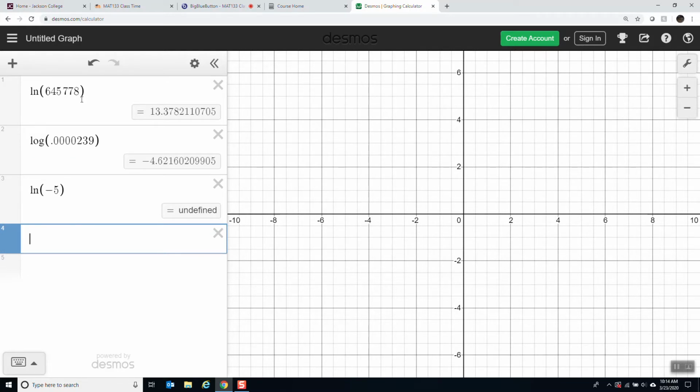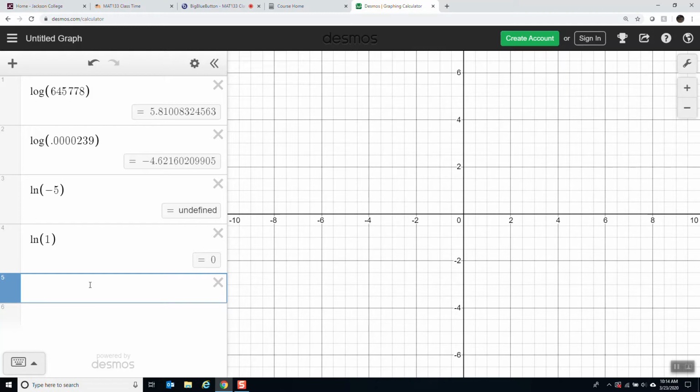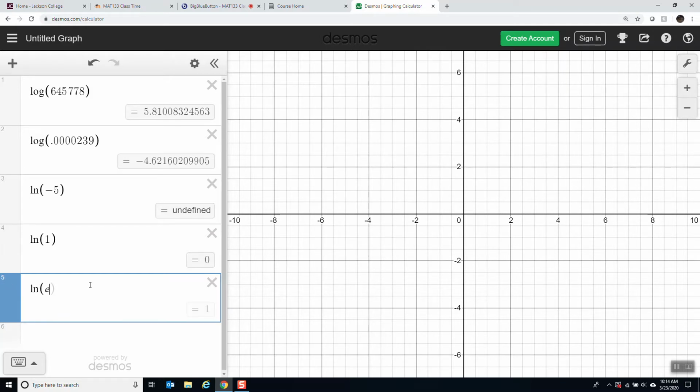Okay, so we're doing now log of 778. So I'm just going to type this one here, and that is 5.81000. Natural log of 1, that's got to be 0, but let's double check it. Who knows? I could be wrong. Yay. And then natural log of e, that's got to be 1 because the bases match. But let's just make sure you see how to type that in. I just hit E on my keyboard for Desmos, and it smashes it right out.